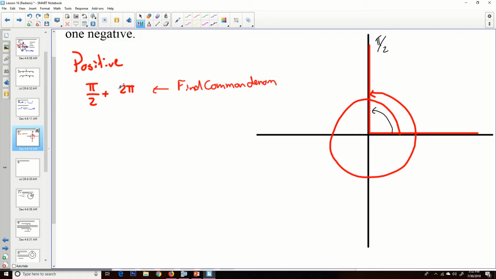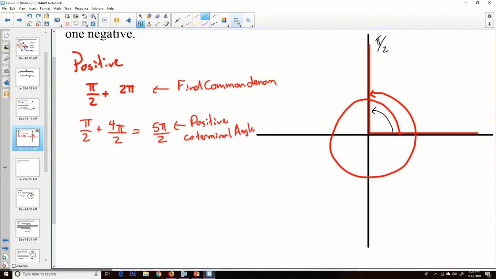And so how many halves are in 2? Well, there are 4 halves in 2. 4 divided by 2 is 2, and I keep my pi. And so I've got 1 pi over 2 plus 4 pi over 2. That's equal to 5 pi over 2. So this is my positive coterminal angle.